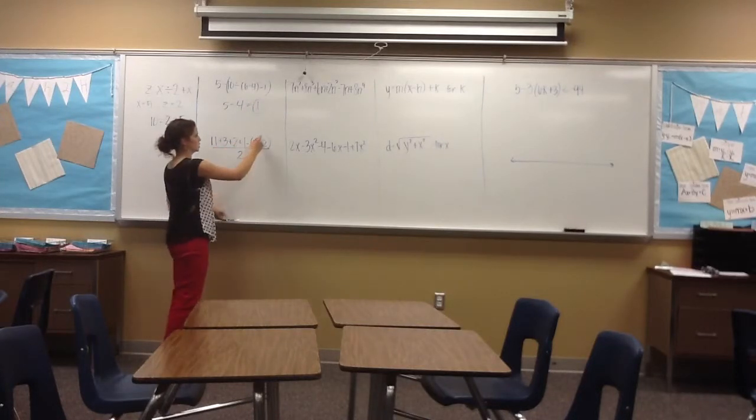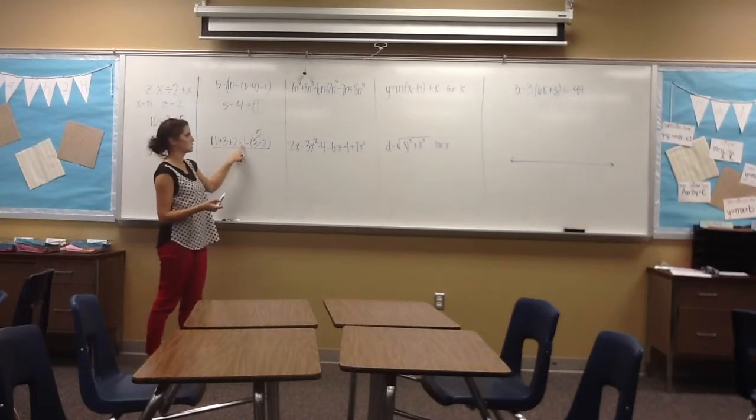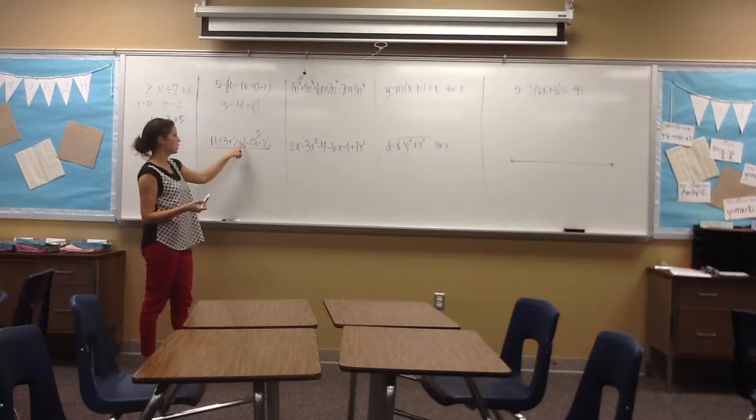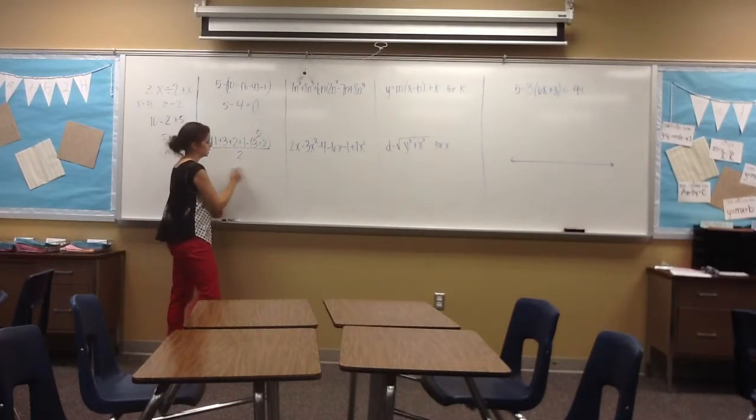Okay, 3 plus 2, that's going to give me 5. 11 plus 3, 14. 14 plus 2, 16. 16 plus 1, 17. 17 minus 5 is 12. 12 divided by 2 is 6.